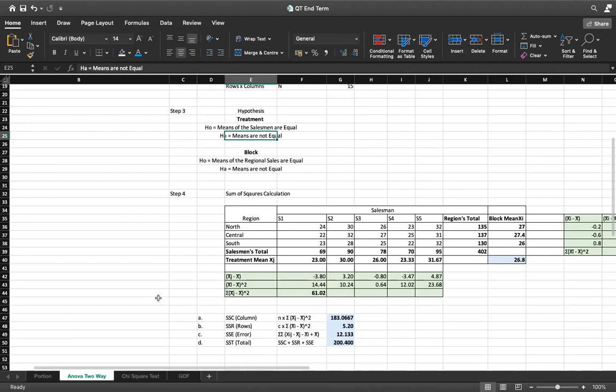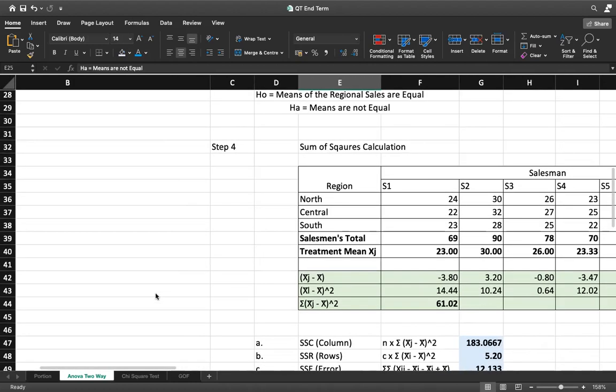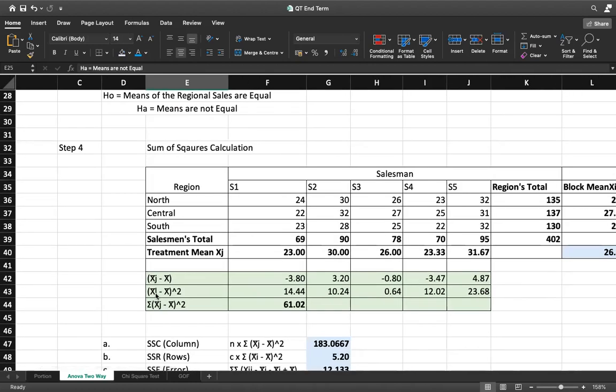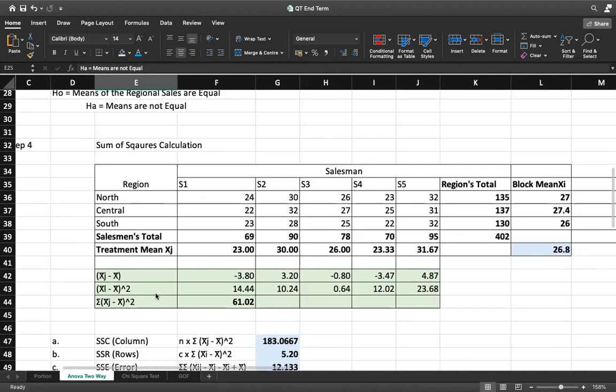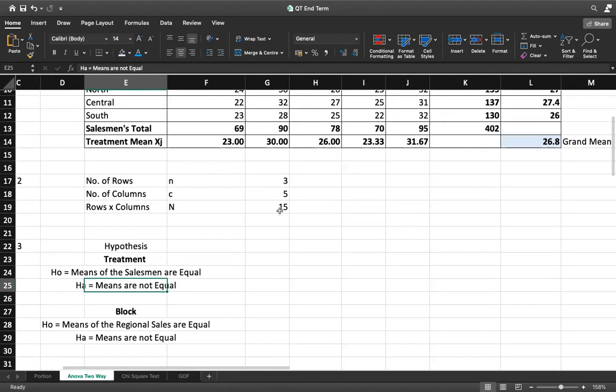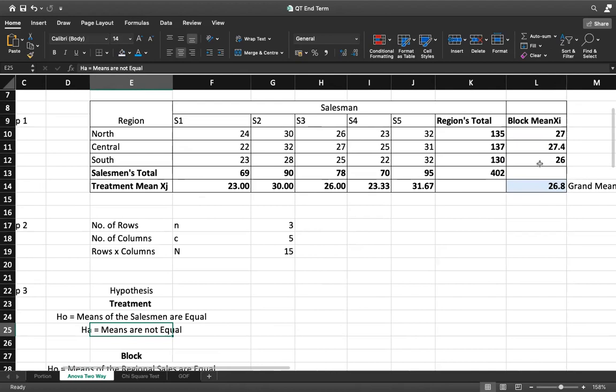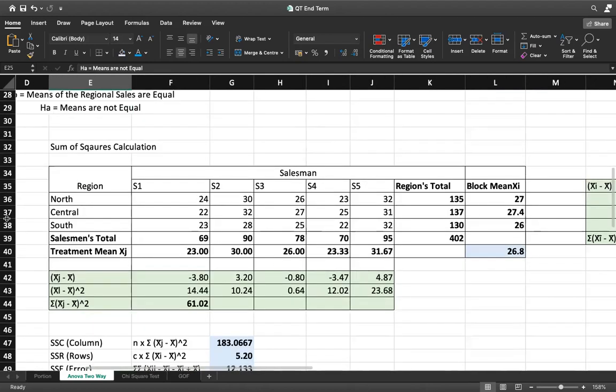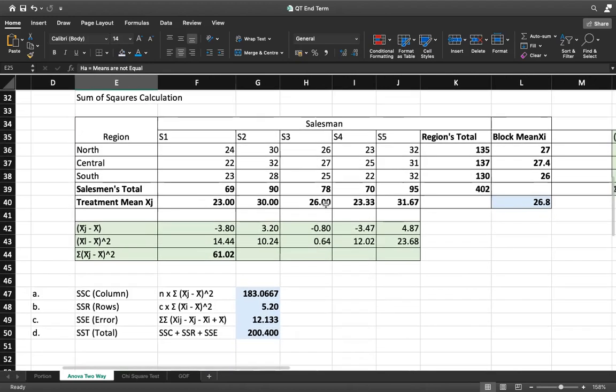Now here comes the very lengthy part on how to solve this. Step 4 is your sum of squares calculation. What I have done is I've copied this entire table back out here. Now we have to find 4 sums of squares. The first one is column, then rows, error, and total. Out here I've given the formula for each one of them, and we'll be using Excel to solve this.